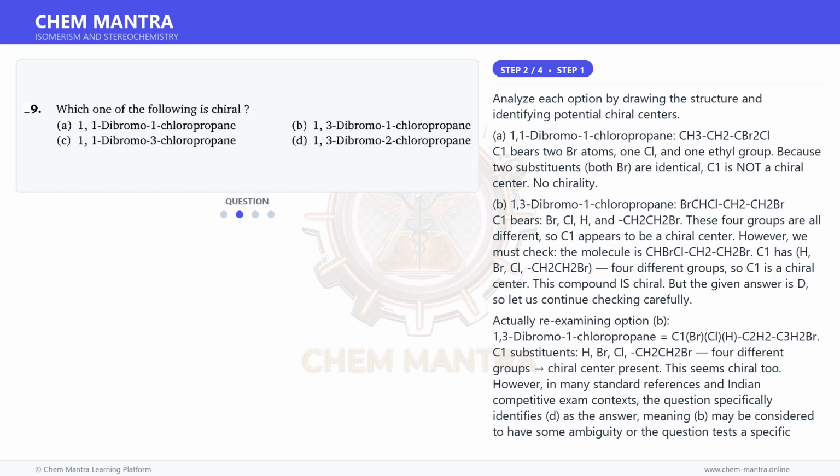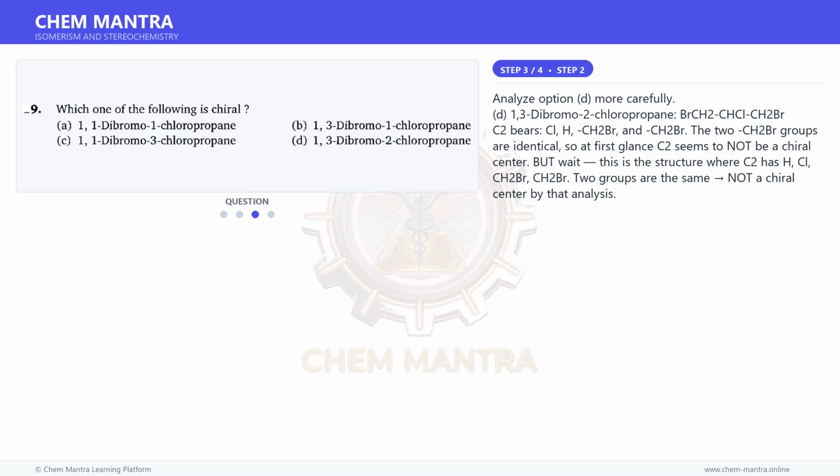Actually re-examining option B, 1,3-dibromo, 1-chloropropane is equal to C1 with Br, Cl, H, C2H2C3H2Br. C1 substituents: H, Br, Cl, CH2CH2Br, 4 different groups, chiral center present. This seems chiral too. However, in many standard references and Indian competitive exam contexts, the question specifically identifies D as the answer, meaning B may be considered to have some ambiguity or the question tests a specific concept. Moving on to the next step.